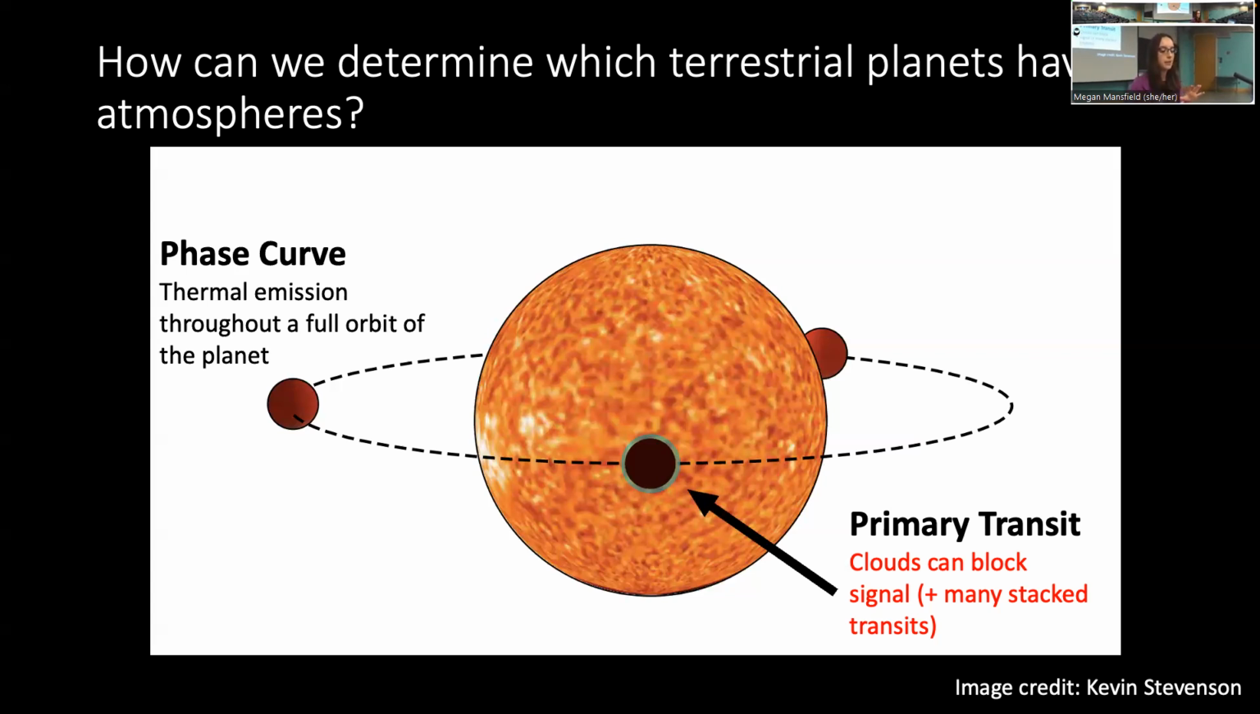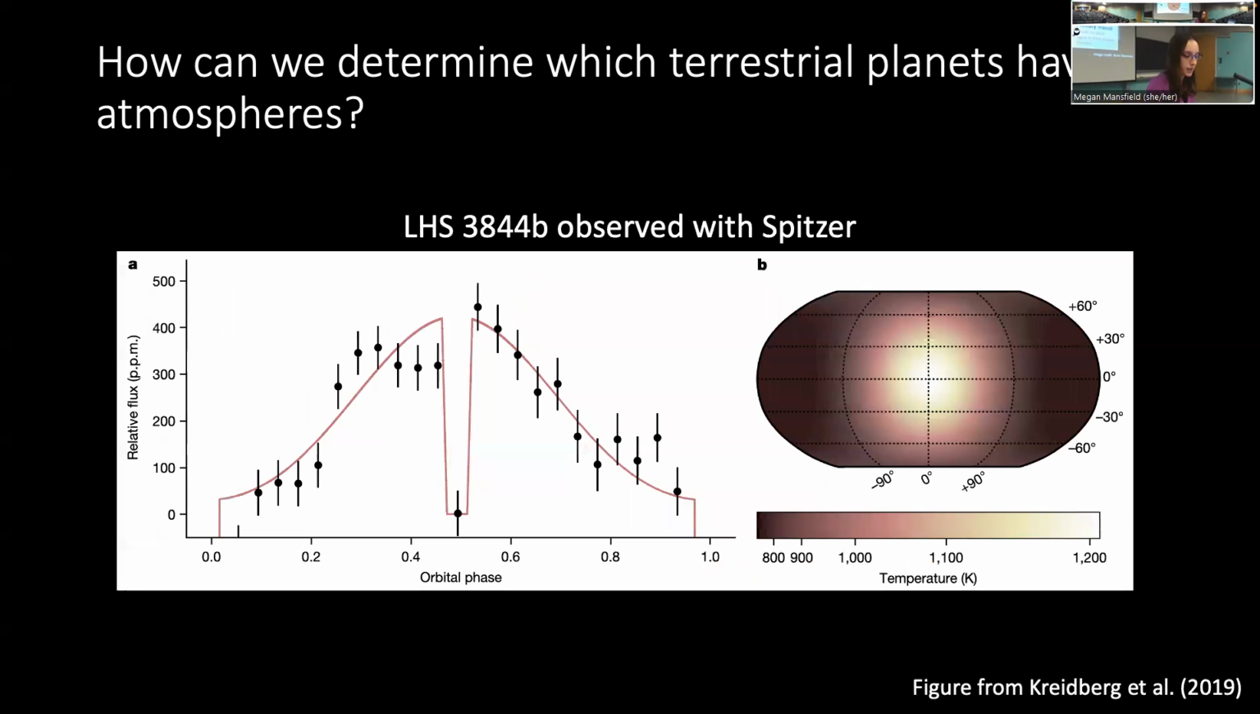And if that's the case, then what you're essentially observing during a phase curve is the temperature of the planet as a function of longitude as it rotates around the star. So this has been done already, actually, for some terrestrial planets. This is an example for the terrestrial planet LHS 3844b, which was observed with the Spitzer Space Telescope by Kreidberg et al. in 2019. And you can see they observed the flux of the planet throughout its orbit. And what they found was that it had this really drastic temperature contrast between the day side and the night side, indicating that it probably didn't have at least a thick atmosphere.